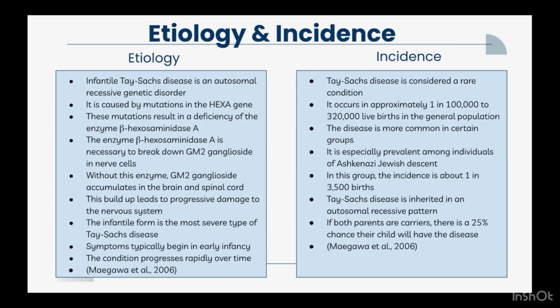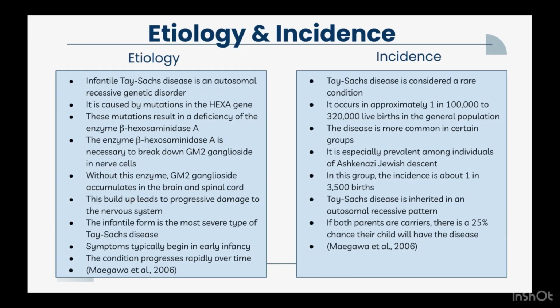So I'm going to talk about the etiology and the incidence for Tay Sachs disease. So first, when we look at the etiology of infantile Tay Sachs disease, it's important to understand that the condition is an autosomal recessive genetic disorder, which means that a child must inherit 2 copies of the defective gene, one from each parent, in order to develop the disease.